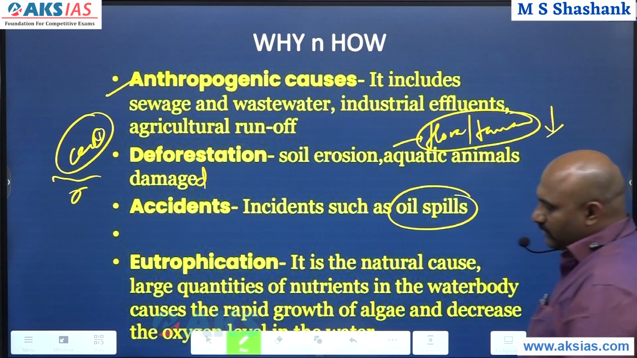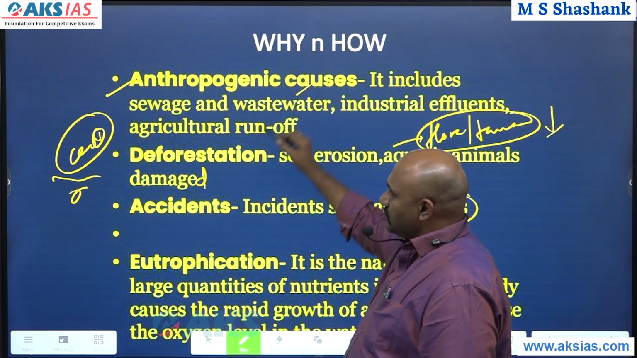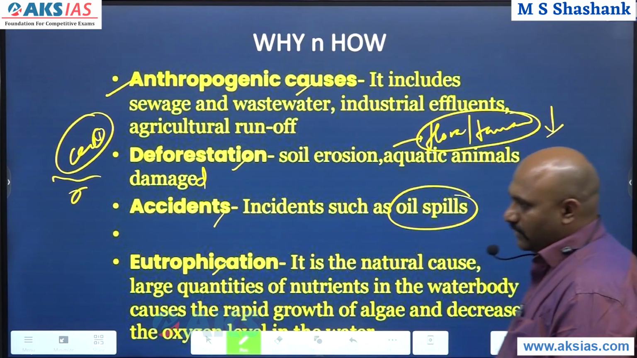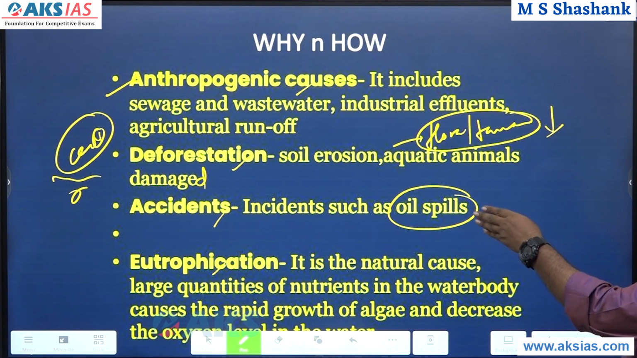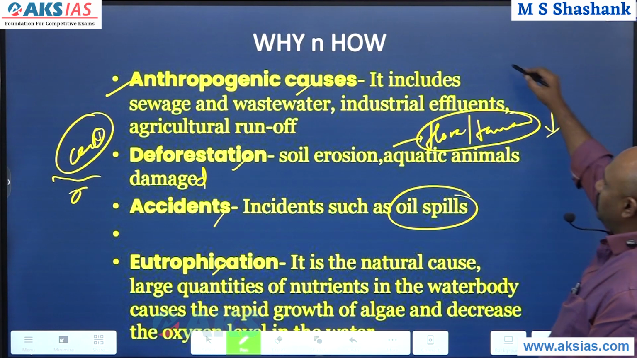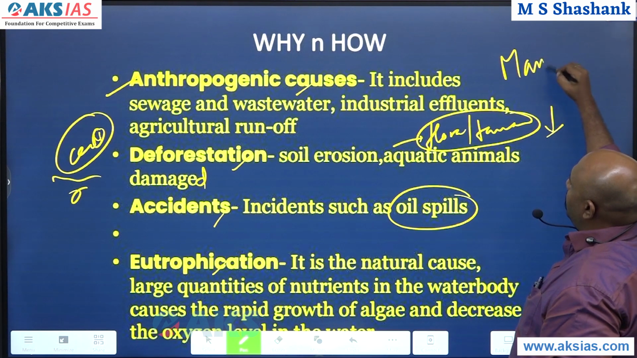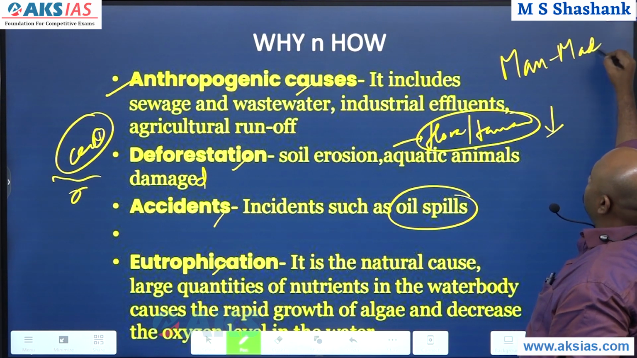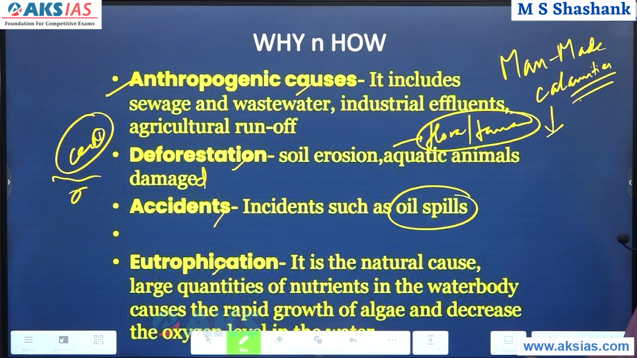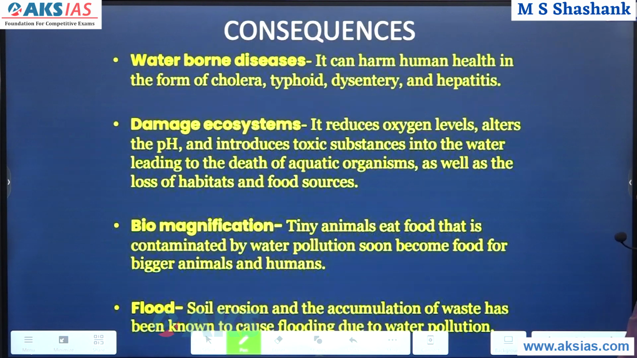Please take note of these points: anthropogenic causes, deforestation, accidents, and eutrophication. So these are the major reasons why water gets badly polluted, apart from man-made calamities. So these are the things.